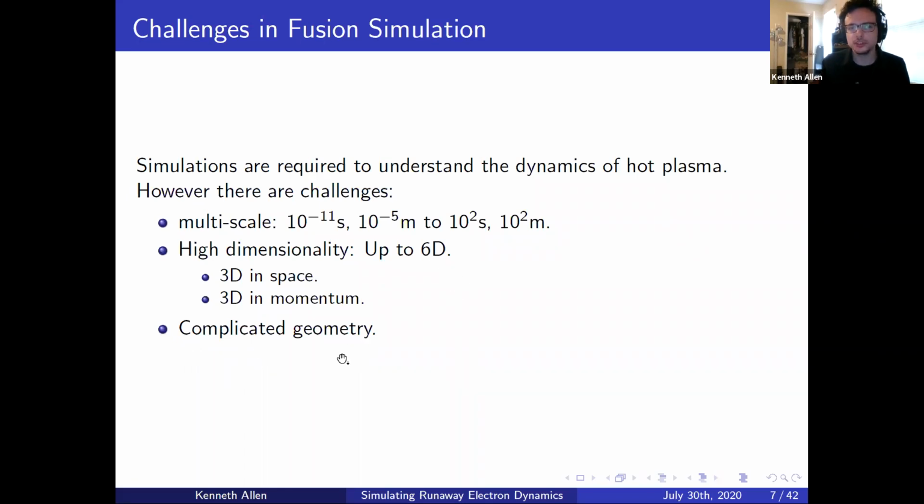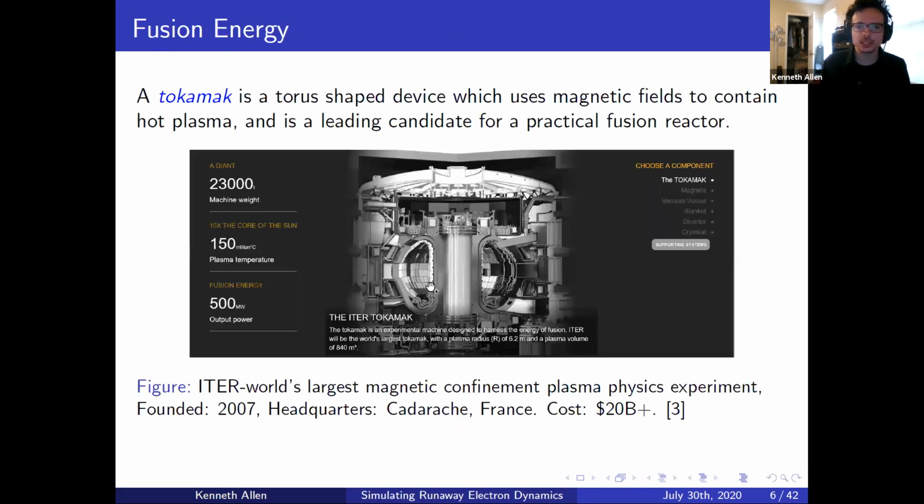And the geometry is also very complicated. For example, in this tokamak device, the boundary conditions follow this torus shape. So this is a complicated shape for understanding these PDEs.